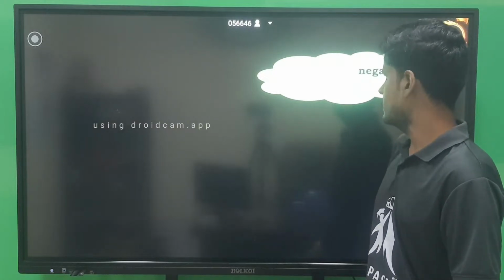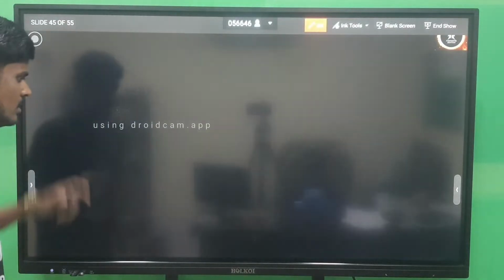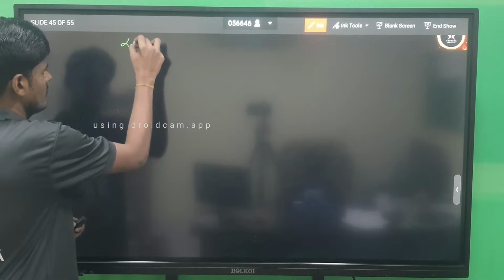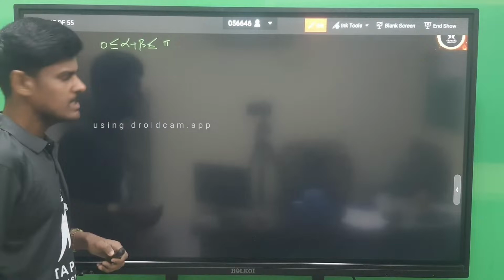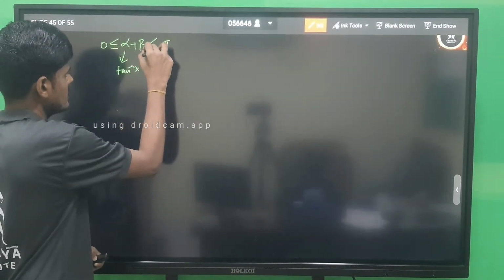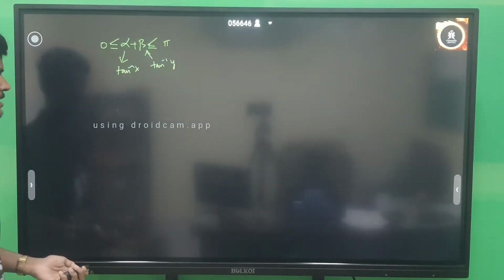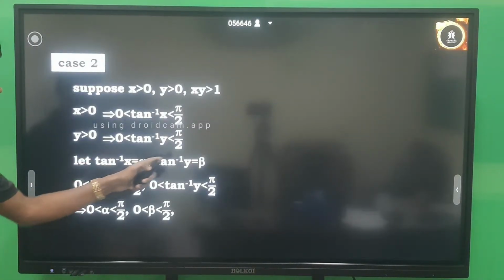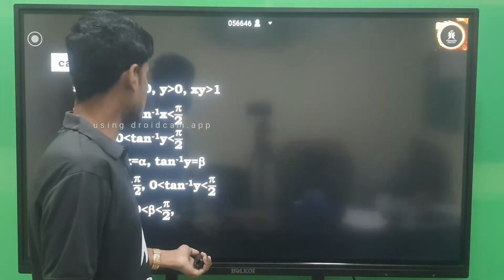I think it is not printed. Okay, we will do this. Alpha plus beta lies between 0 to 180 degrees. And what is alpha? Tan inverse x. Beta is tan inverse y. I think that is what is given here. Yes, alpha is tan inverse x, beta is tan inverse y. X is greater than 0, y is greater than 0 and xy is greater than 1.